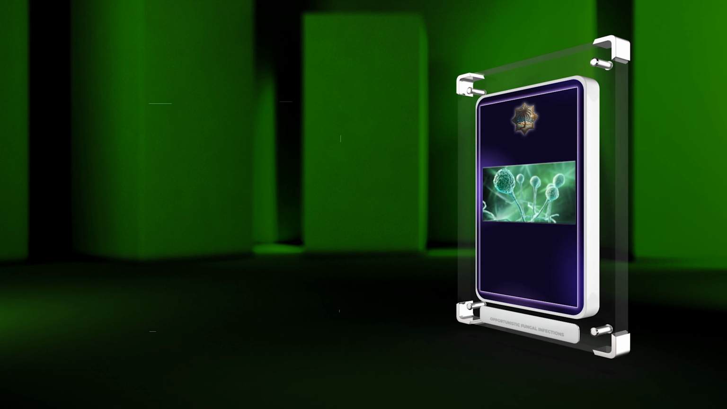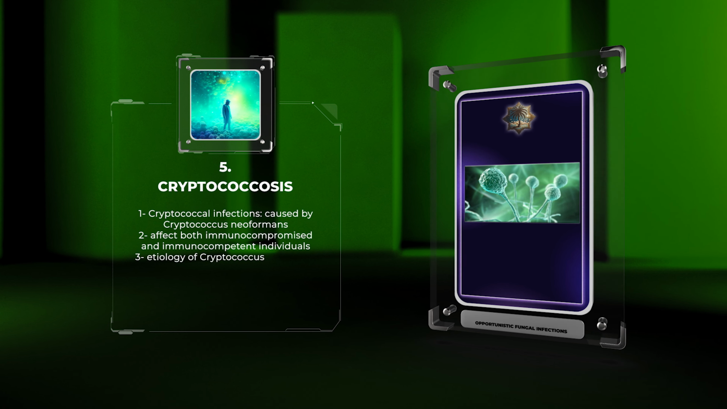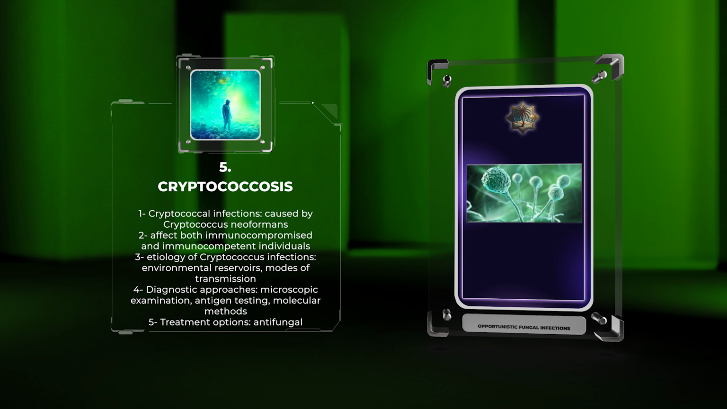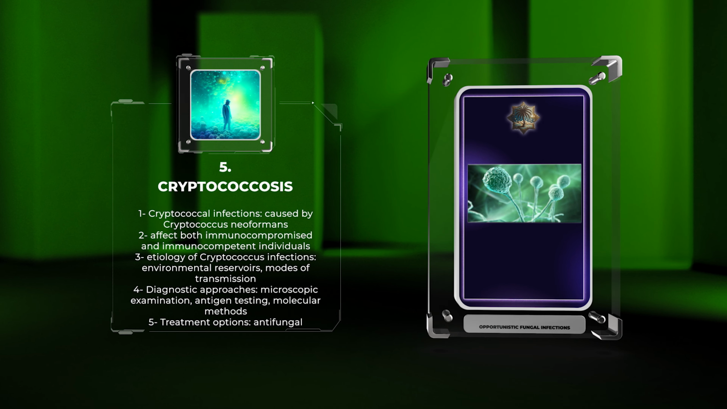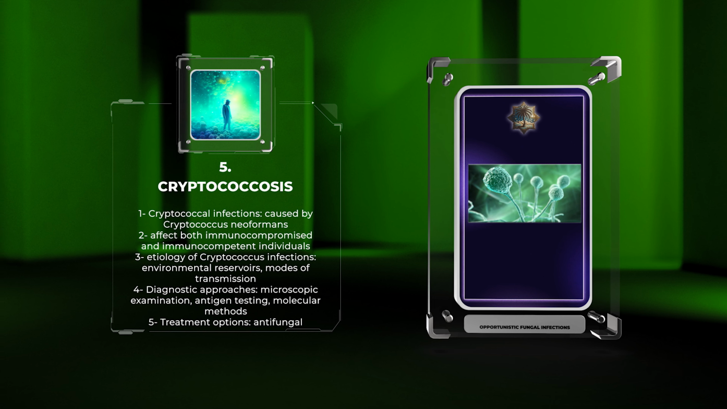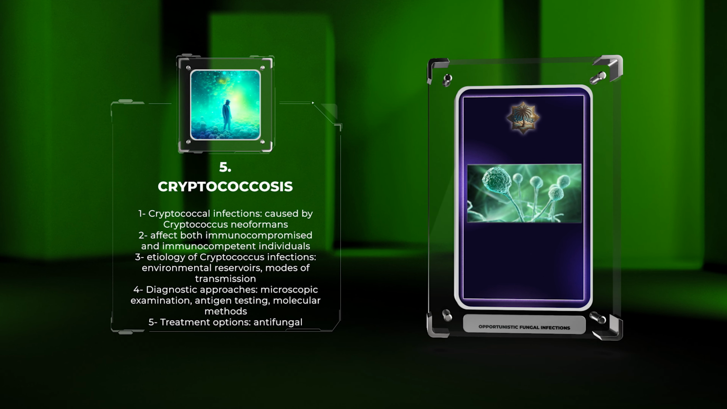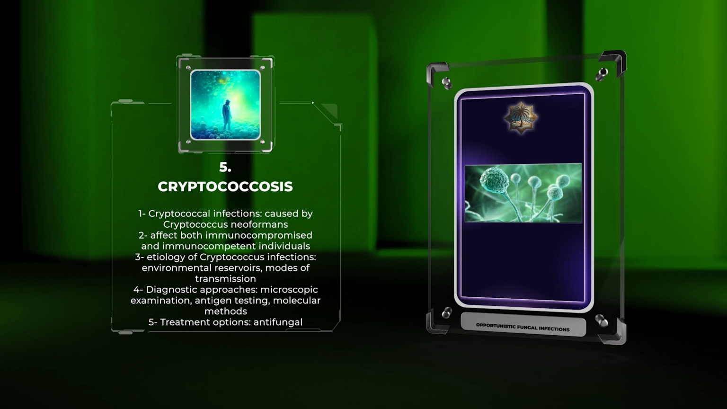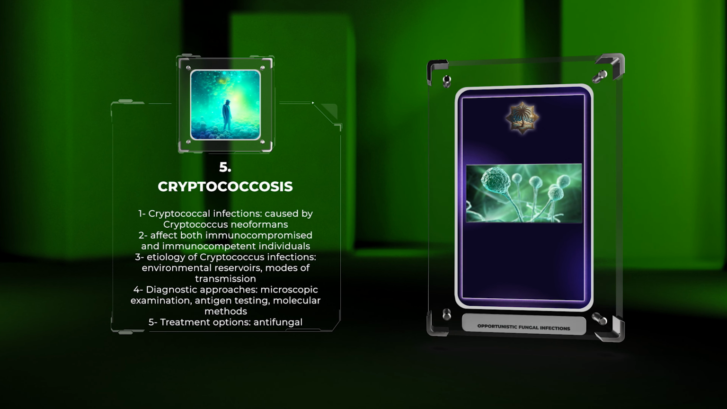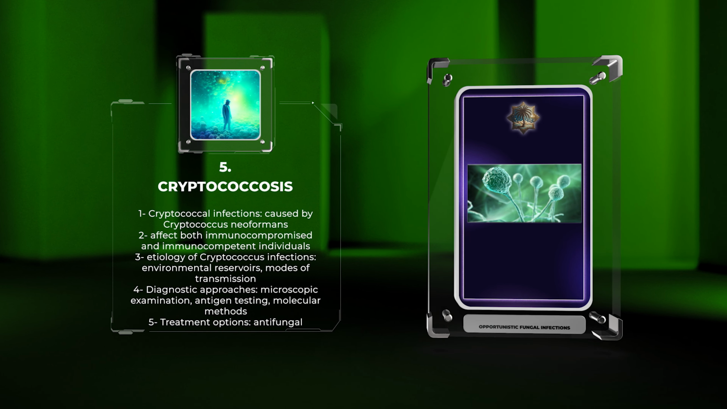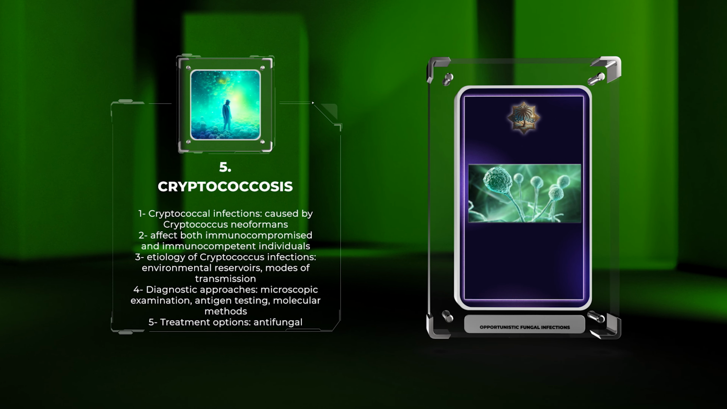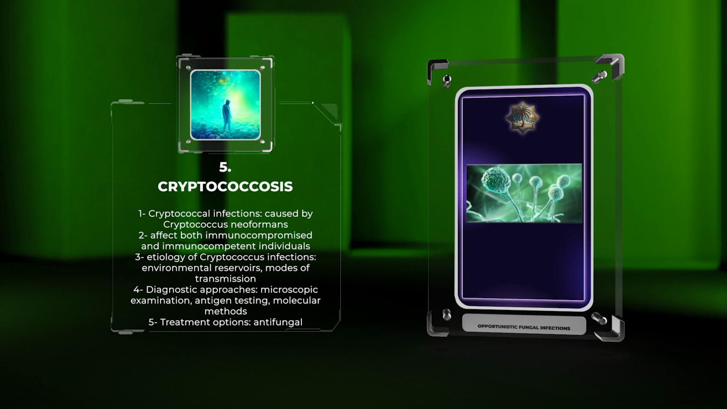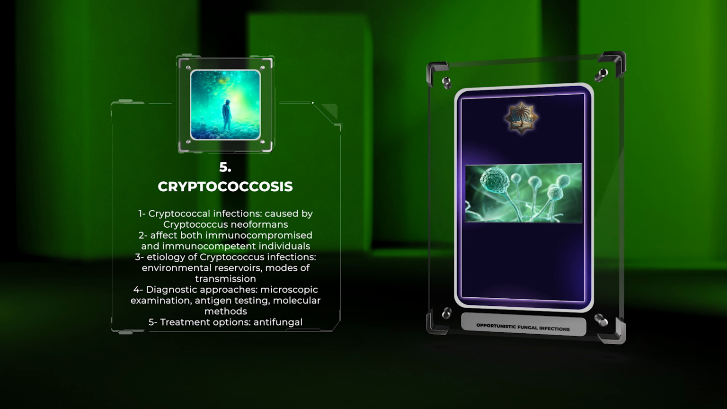Cryptococcal infections, primarily caused by the fungus Cryptococcus neoformans, present unique challenges due to their ability to affect both immunocompromised and immunocompetent individuals. We will explore the etiology of Cryptococcus infections, including its environmental reservoirs and modes of transmission. Diagnostic approaches, which include microscopic examination, antigen testing, and molecular methods, will be discussed. Treatment options, including antifungal medications and management of complications, will be emphasized.